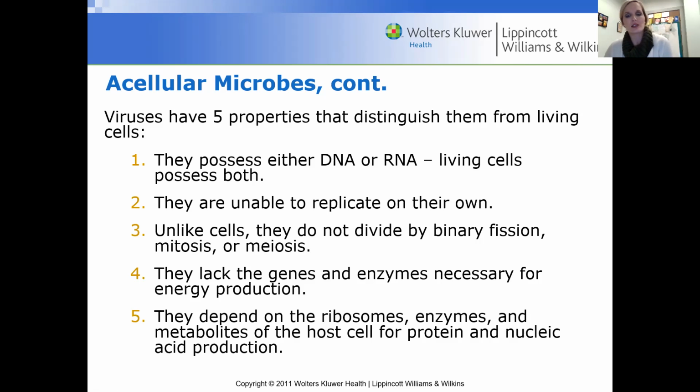Unlike cells, they divide by different means as far as how they replicate. Certain cells divide by what's called binary fission. We're going to see that with some of our bacterial cells. A lot of human cells replicate by what's called mitosis. And then our sex cells, like sperm and eggs, actually divide by meiosis. So those processes are what our cells go through in order to replicate and create more.